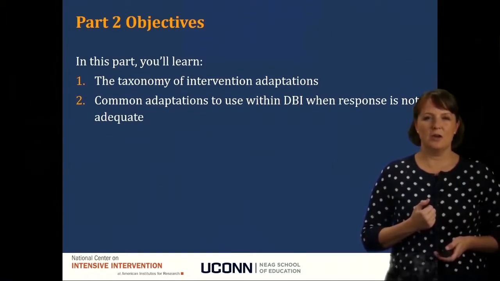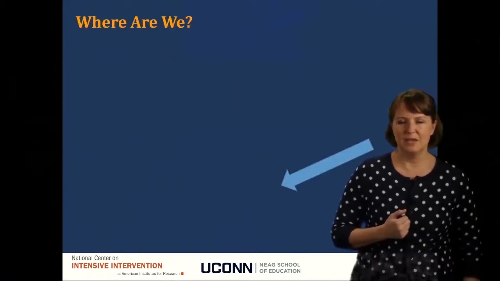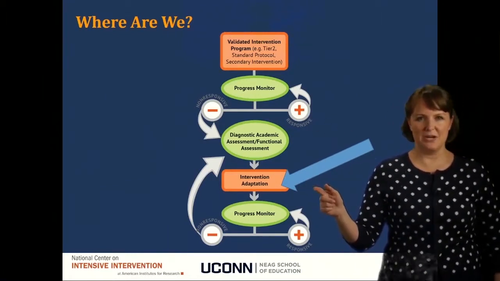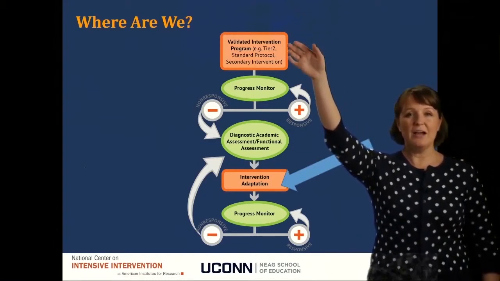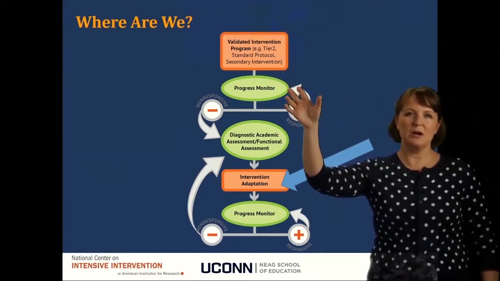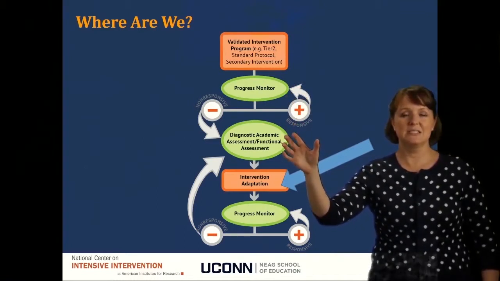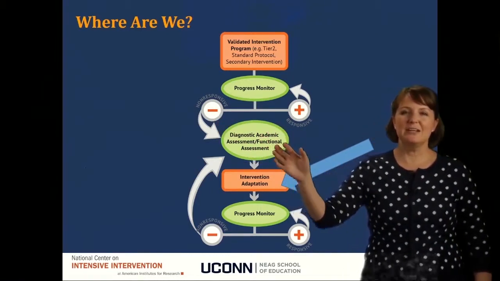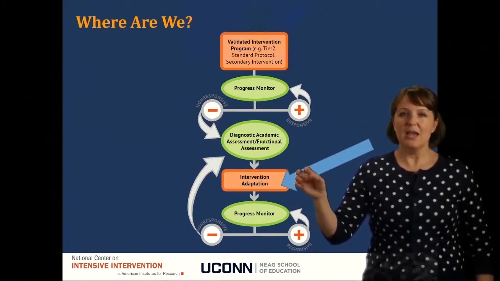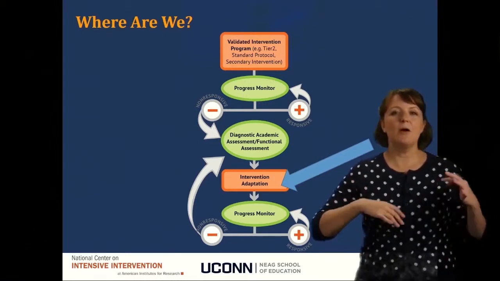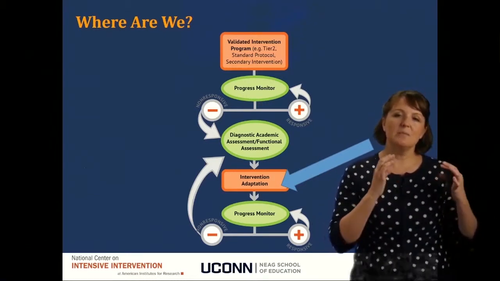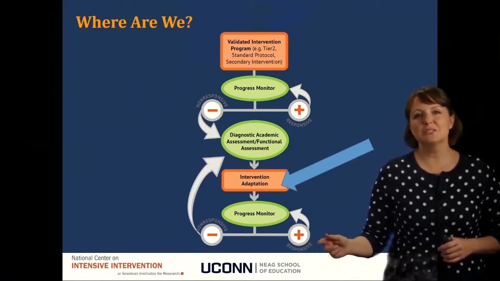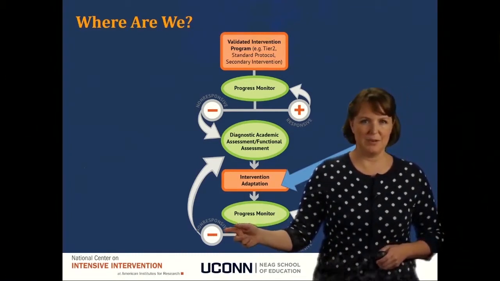So where on earth are we? So here's our arrow, and here's our DBI diagram. And we have worked all the way down to this part here. So we started talking about the instructional platform. We've done a lot of work around progress monitoring. We talked about diagnostic assessments. But what do you do when students are non-responsive? We do that diagnostic, and then we need to adapt the intervention. And that's where we are today. We're thinking about ways to adapt the intervention that are going to be meaningful for students so that hopefully after we progress monitor for a while, we'll see response instead of non-response.